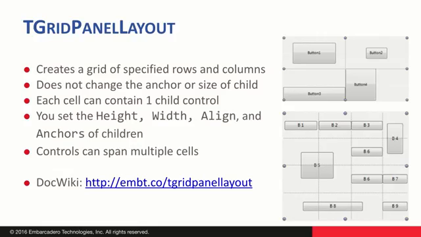So this reminds me kind of the HTML tables that you would make, where you would specify the table and you'd say this is how big the table is, and you'd make a cell, and you can make a cell align multiple columns or align multiple rows. So that's the same sort of thing you see here. So you still set the height and width and alignment and anchors of each of the children, and then the grid panel just controls how they're laid out within the cells that you put them in.